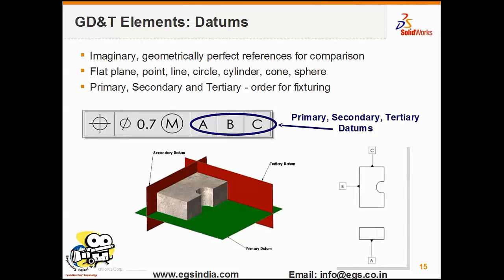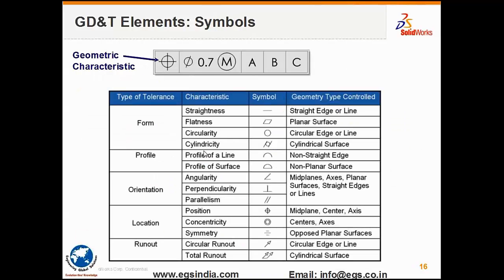Datums, these are imaginary, geometrically perfect references. That's what we give on the drawings. Datums, if inappropriately chosen, lead to grief down in the manufacturing place. So datums are the first primary elements that we need to fix based on design for assembly.